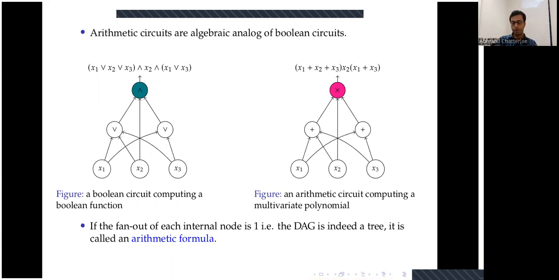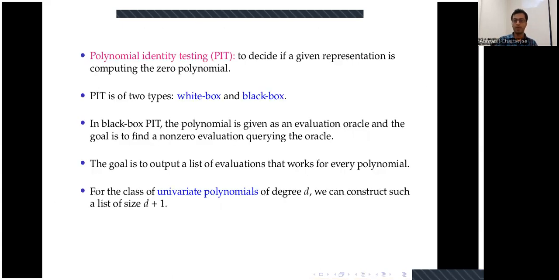Now we can formally define the polynomial identity testing or PIT problem: given a polynomial by an arithmetic circuit or an arithmetic formula, test whether it is computing a zero polynomial or not. And ideally, we want to do this in polynomial time, polynomial in the size of the circuit. There are two types of polynomial identity testing problems. One is the white box problem, where we can see how the polynomial is being computed by the circuit. We can probably get some extra advantage from that.